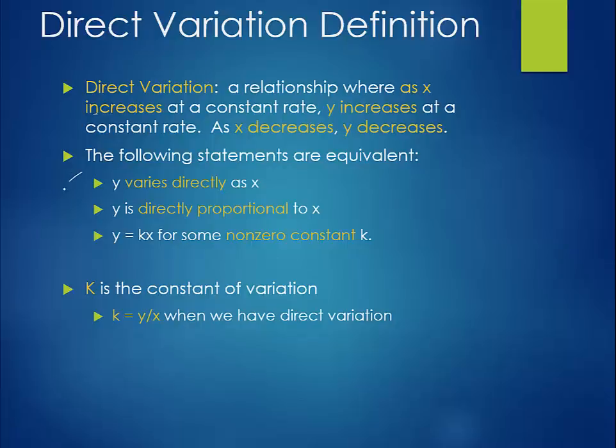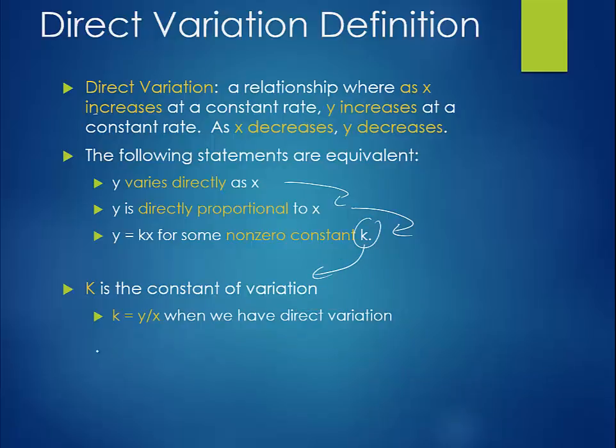Now, the following statements are equivalent or similar to each other. So y varies directly as x is the same thing as saying y is directly proportional to x, and that's the same thing as saying y equals k times x for some non-zero constant k. Now, k is the constant of variation.